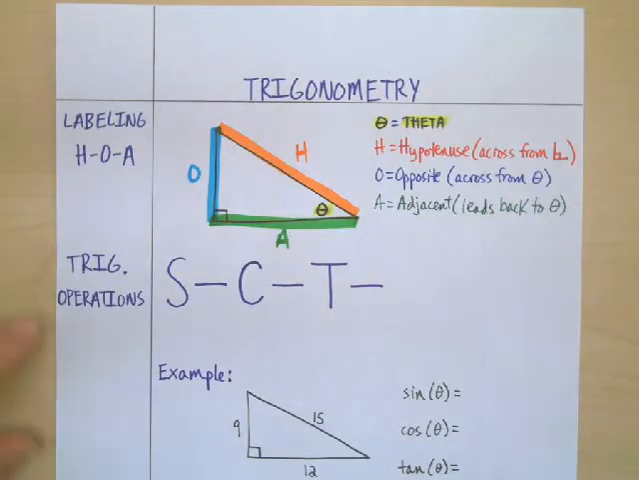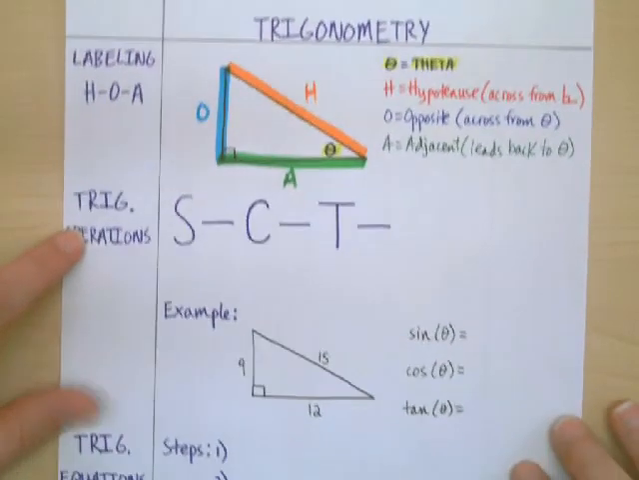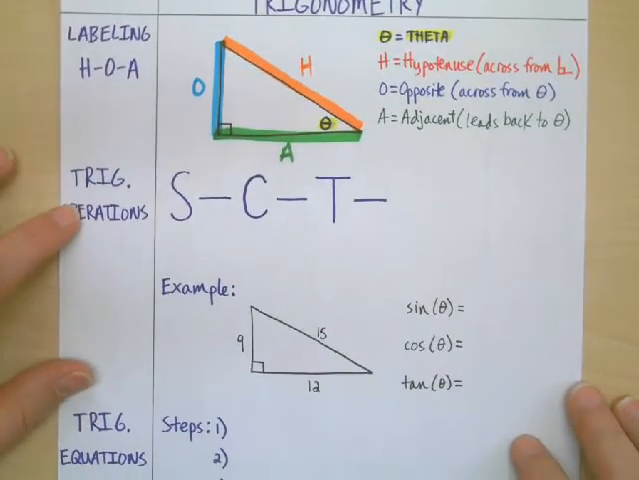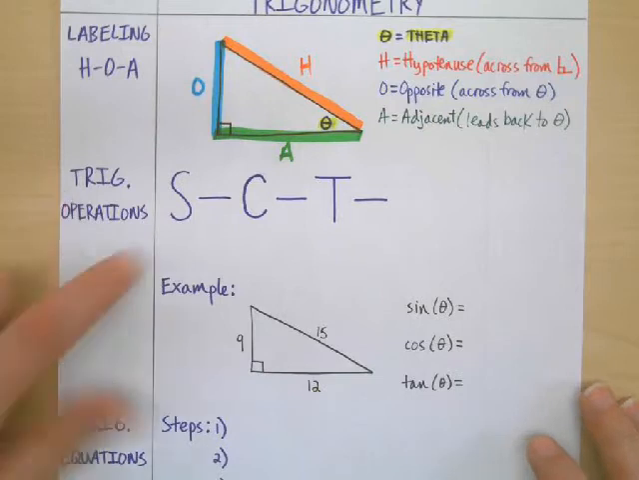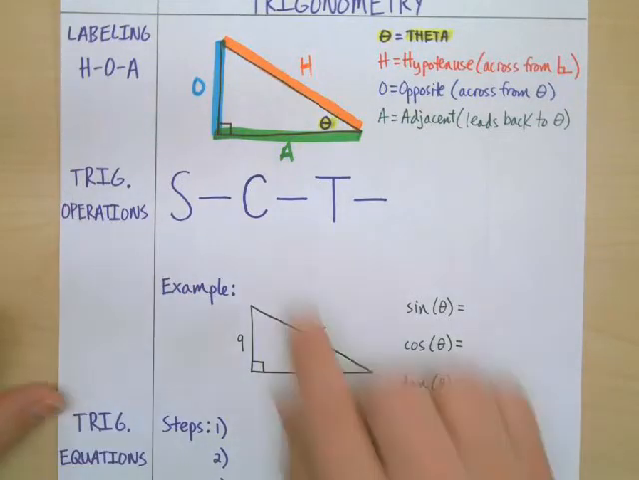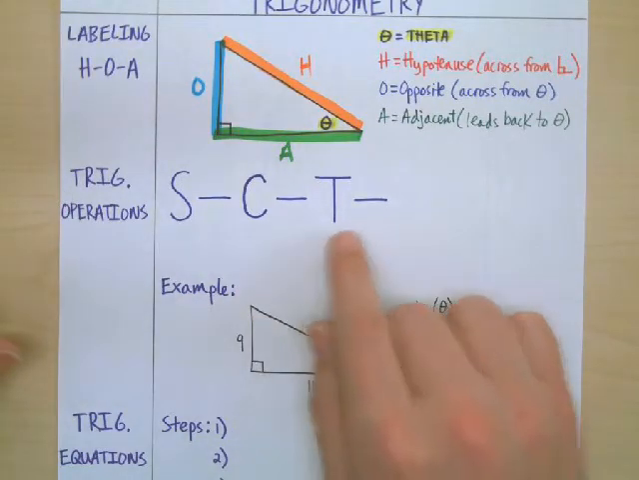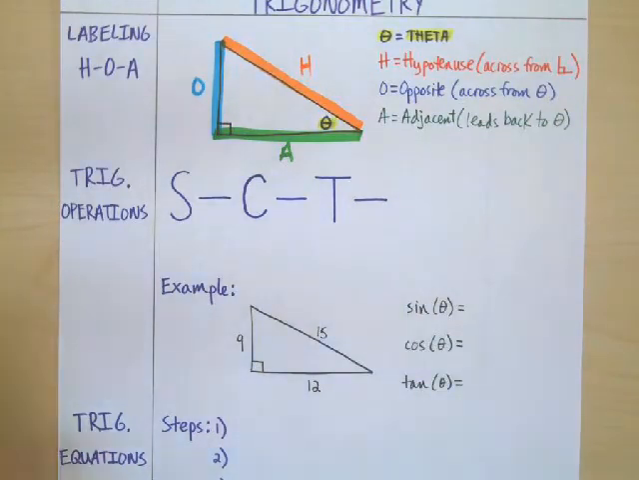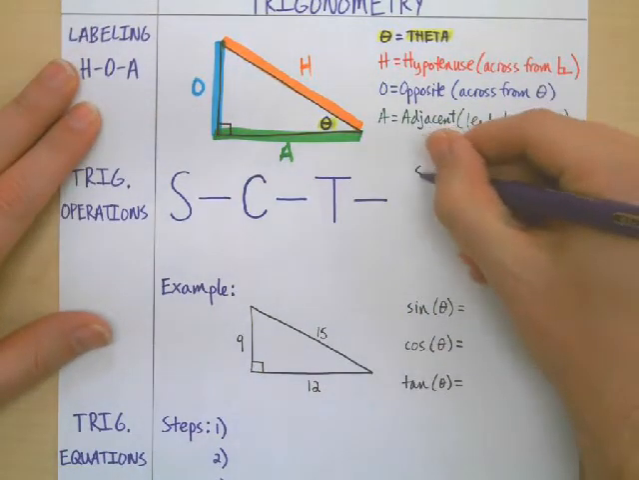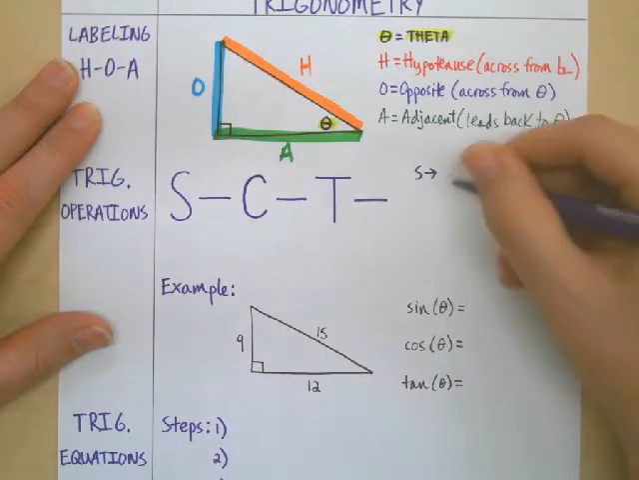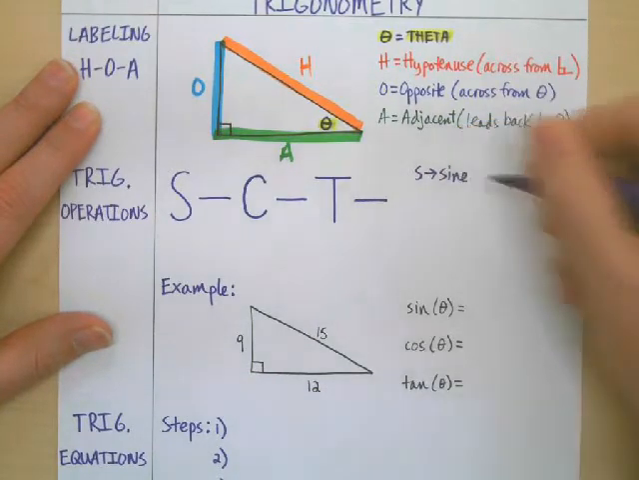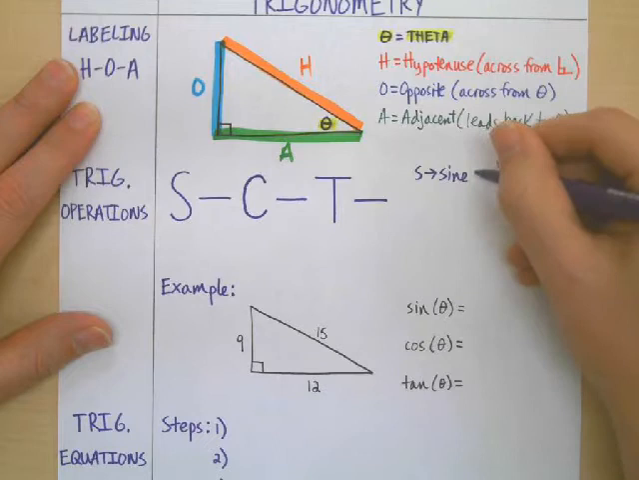The next section is called Trig Operations. I've got a big S and then a fraction bar, a big C and then a fraction bar, a big T and then a fraction bar. Let me tell you what the S stands for. The S stands for sine, S-I-N-E.